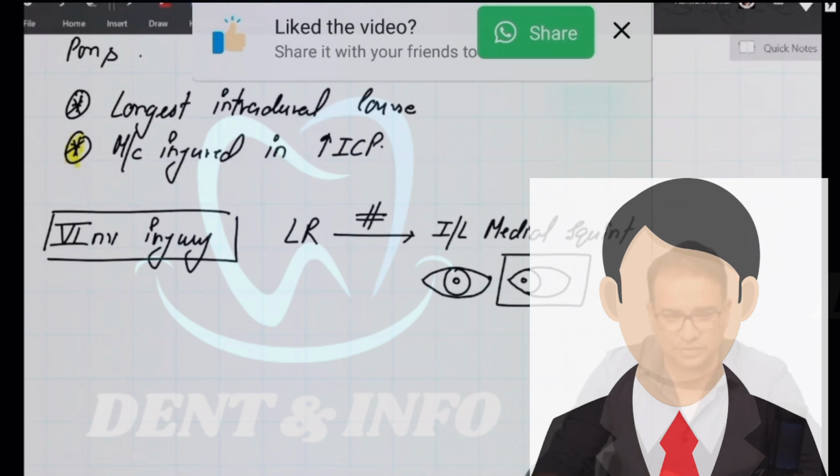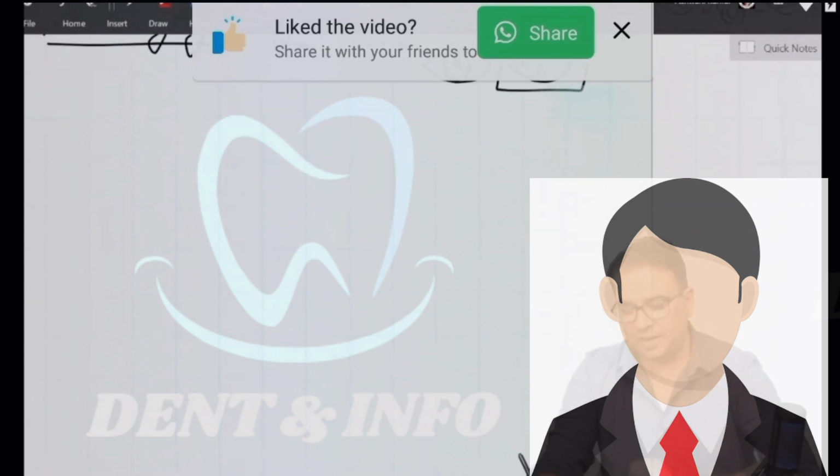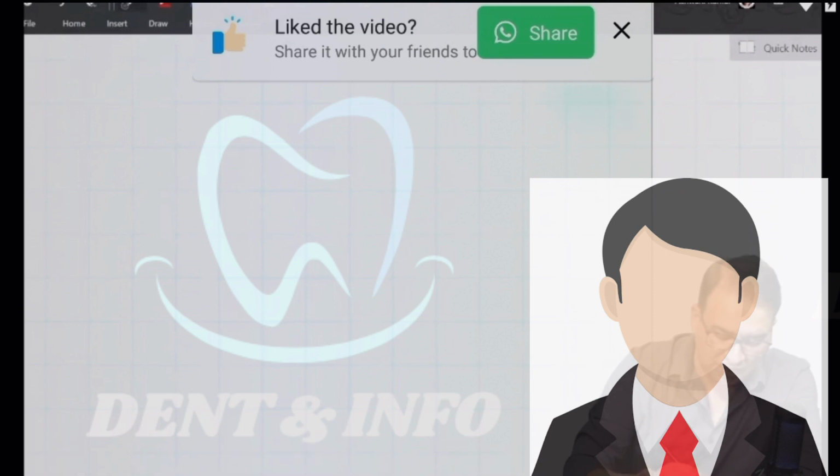So that's about the third nerve, fourth nerve, and the sixth nerve, guys. So with that, we're done with the cranial nerves supplying the muscles of the eyeball here. Chalo, let's now go to the fifth nerve, guys. Let's talk about the fifth nerve, a very, very important cranial nerve for that matter.